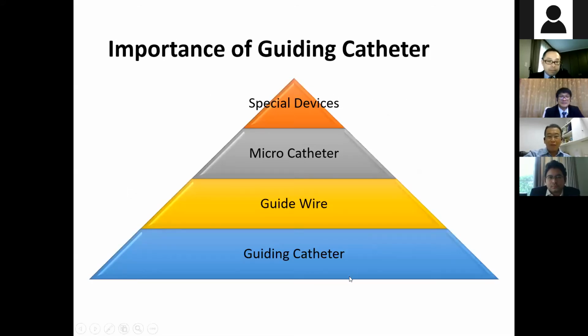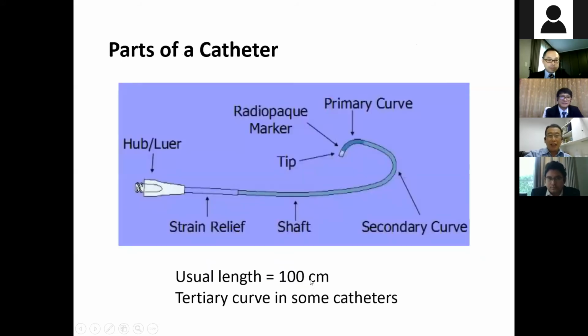This diagram, I think, explains well how important the guiding catheter is. It looks like you are trying to build a great pyramid. The base of the pyramid should be very strong and wide, and should support the other steps on top, like the guide wire, the microcatheter, or many special devices. If you do not build the pyramid with a strong enough base, then you cannot build to the top of the pyramid.